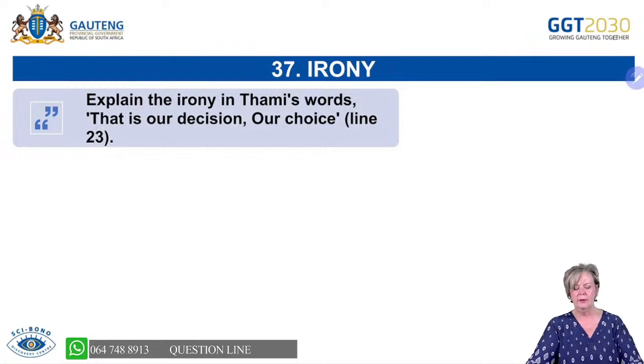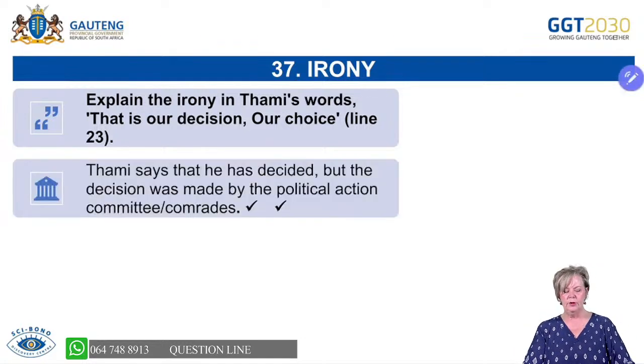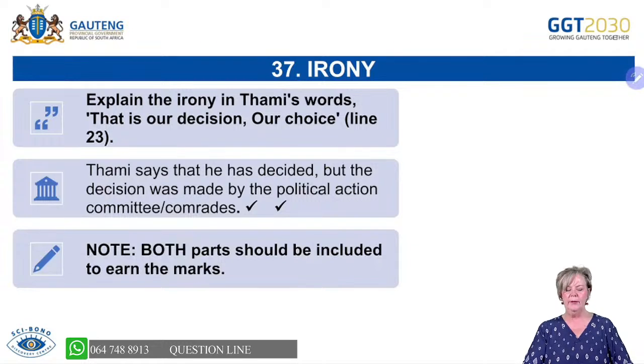Explain the irony in Tommy's words, that is our decision, our choice. Tommy says that he has decided, but the decision was made by the political action committee or the comrades. Both parts should be included to earn the mark. Right, so you cannot only answer one part of it.